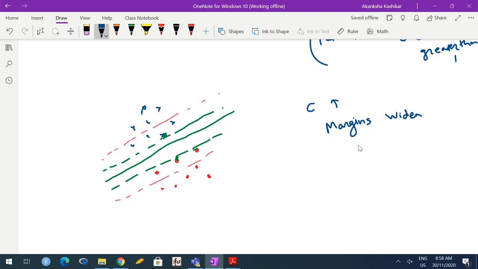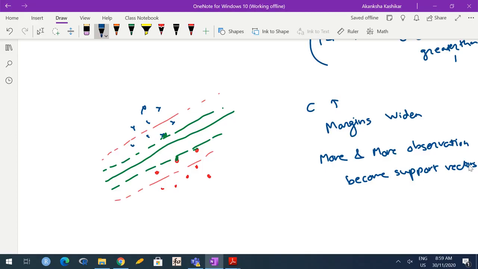So if margins widen, then what is meant by that? It means that more and more observations can become support vectors, because now everyone who is lying on the margins or lying within the margins is a support vector. So more and more observations become support vectors, which means my final equation is based on many observations instead of few.